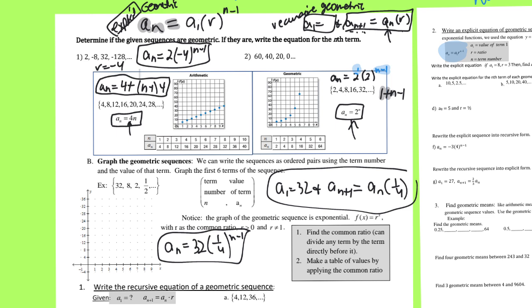And so you can graph it: term 1 is 32, term 2 is 8, term 3 is 2. Actually, I need to go further than that. You're going to get a half. We're not going to connect them, but you can see that this does show exponential decay, and 1/4 is the decay factor, or the ratio.